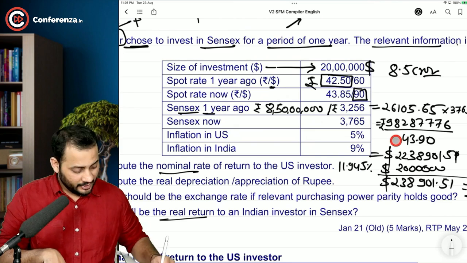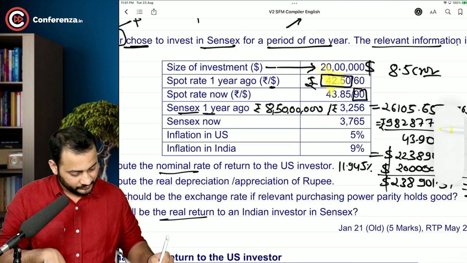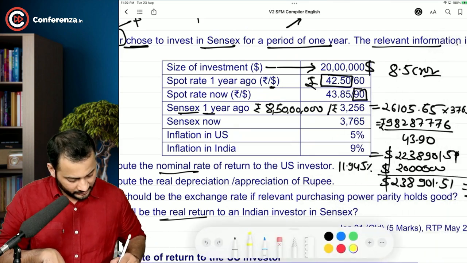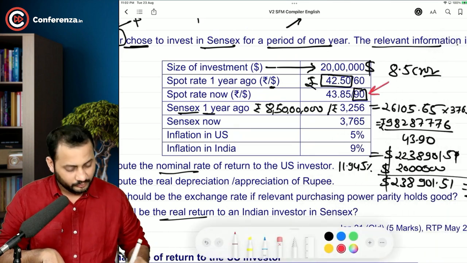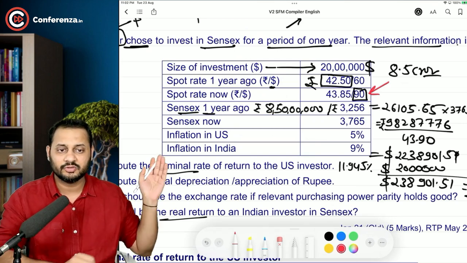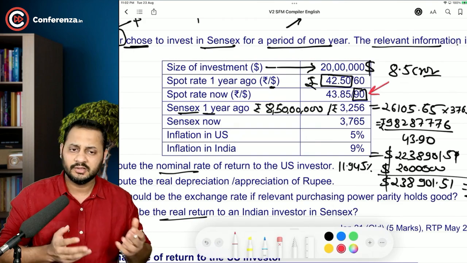The major part of your practice will be to choose these rates. If you are wrong at selecting the exchange rate, whether the bid is applicable or the ask is applicable, then you will end up putting a wrong answer. 43.90 divided by 43.90, so you received $22,38,901, and then the gain is possible.